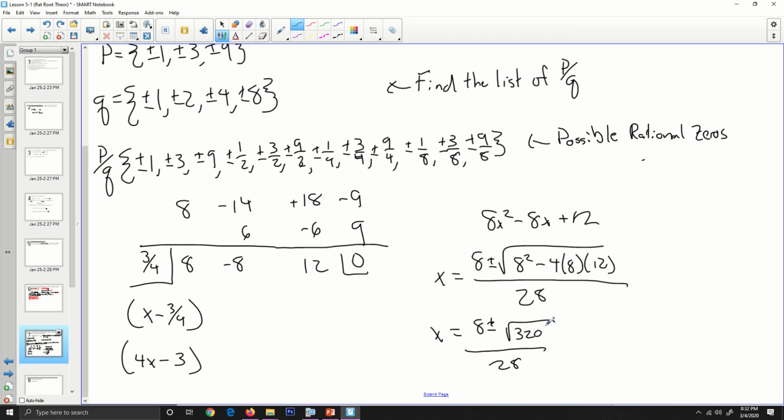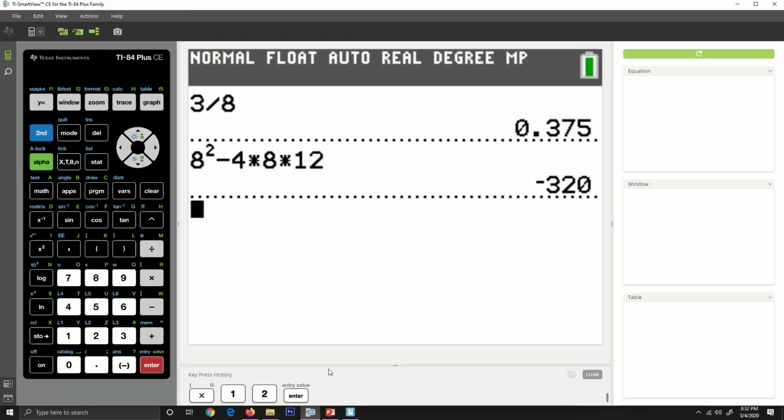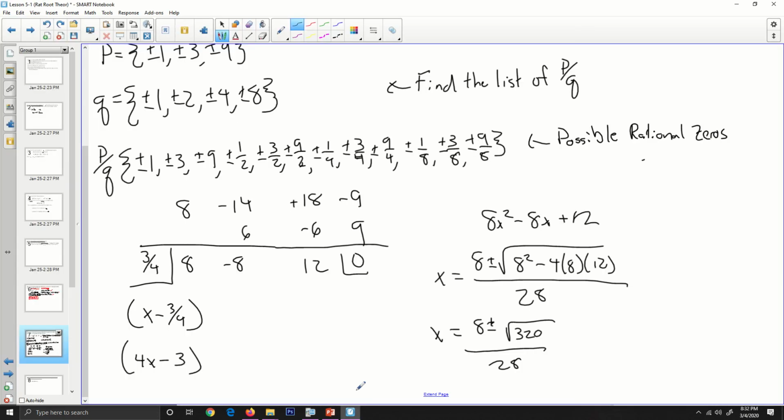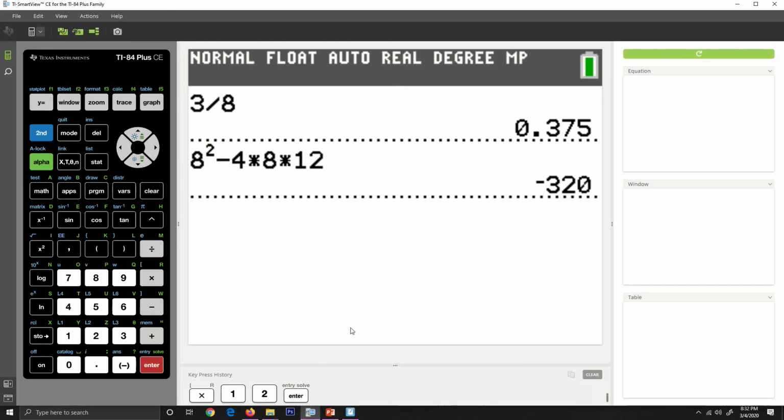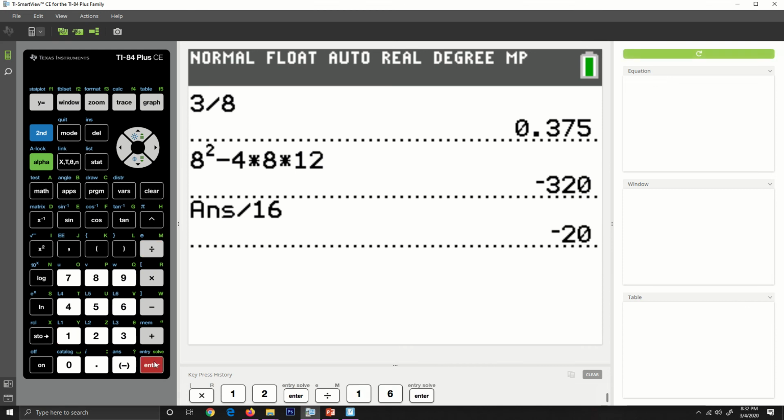Now, clearly, I can divide a 4 out of that. Let's see, I can divide a 16 out of that. Let's see if that's the biggest thing that'll divide out of that. And it's negative, so don't forget your negative there. Divided by 16, is that the biggest number? Get 20. So I actually can take negative 320. I think I can get a 64 out of that.